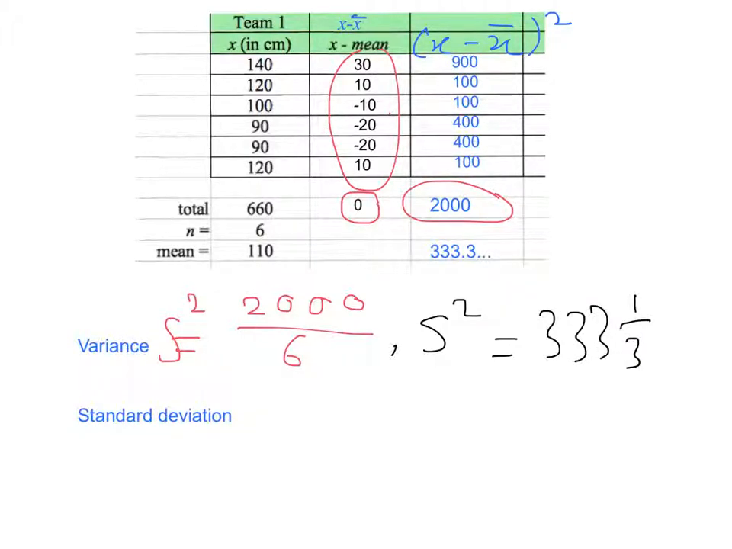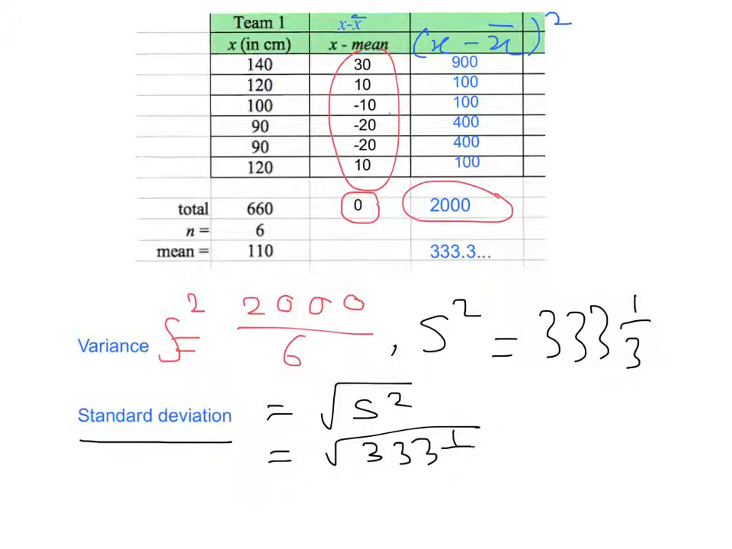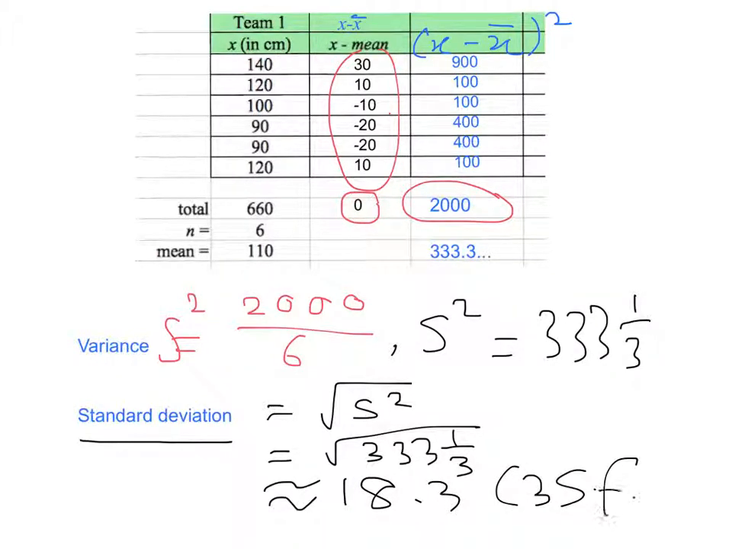And also there's another concept called standard deviation, which is basically the square root of variance. So if you take the square root of 333 and 1/3, you get roughly, standard deviation is roughly 18.3 to 3 significant figures. So standard deviation is often used as a measure of spread. And the symbol for standard deviation is just simply S.